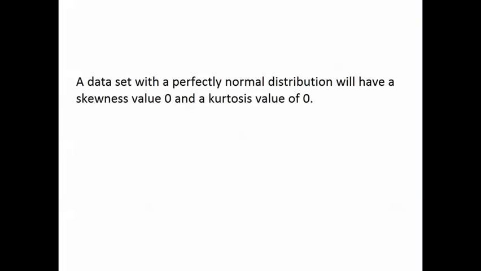So since a data set that's perfectly normal has no skewness and no kurtosis, it makes sense that a normal distribution would have a skewness value of 0 and a kurtosis value of 0. If you take a data set and you calculate the skewness and kurtosis, and they both come out to exactly 0, then you have a perfectly normal distribution. But no data set in the real world is actually perfectly normal. A lot of data sets will be close to normal, and these values will come out close to 0, but no data set is perfectly normal. So these two values will never come out to exactly 0.